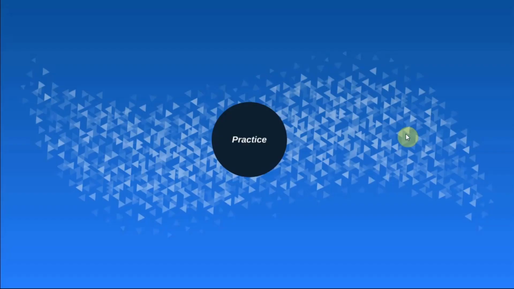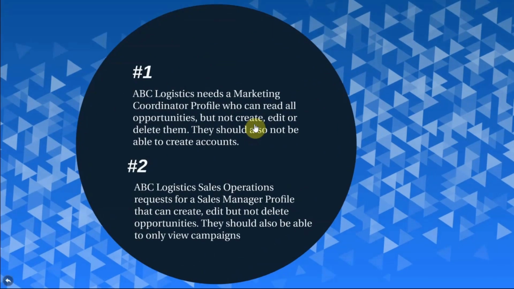Alright, so we learned about object level security and profiles in particular. Let's take a look at some examples. Number 1, ABC Logistics needs a marketing coordinator profile who can read all opportunities but not create, edit, or delete them. They should also not be able to create accounts. Alright, so let's see if we can edit this in our profile section.